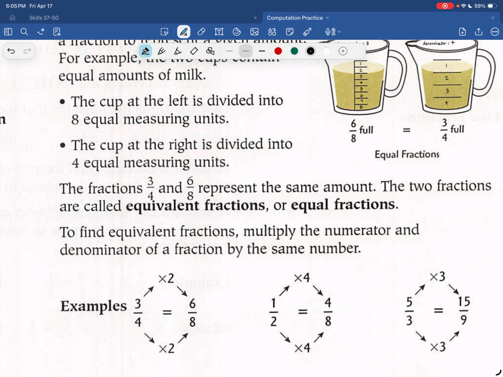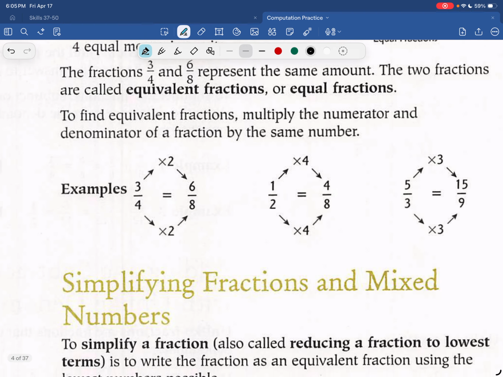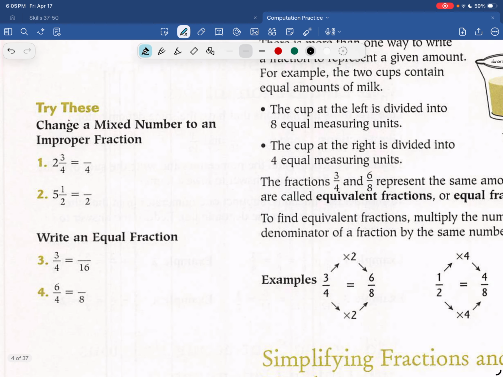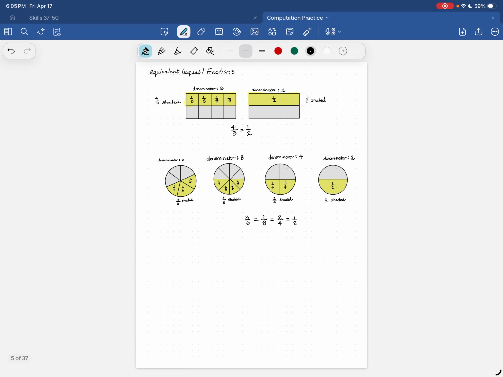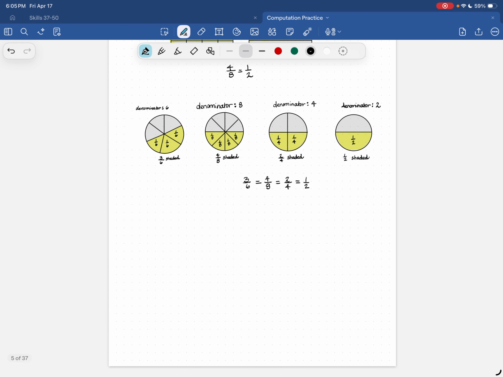All right, this rule says to find equivalent fractions, you multiply the numerator and denominator of a fraction by the same number. So we have some examples over here. They want us to change these. Now, before I show you this, I want to show you something else. Come over here with me to this page again.